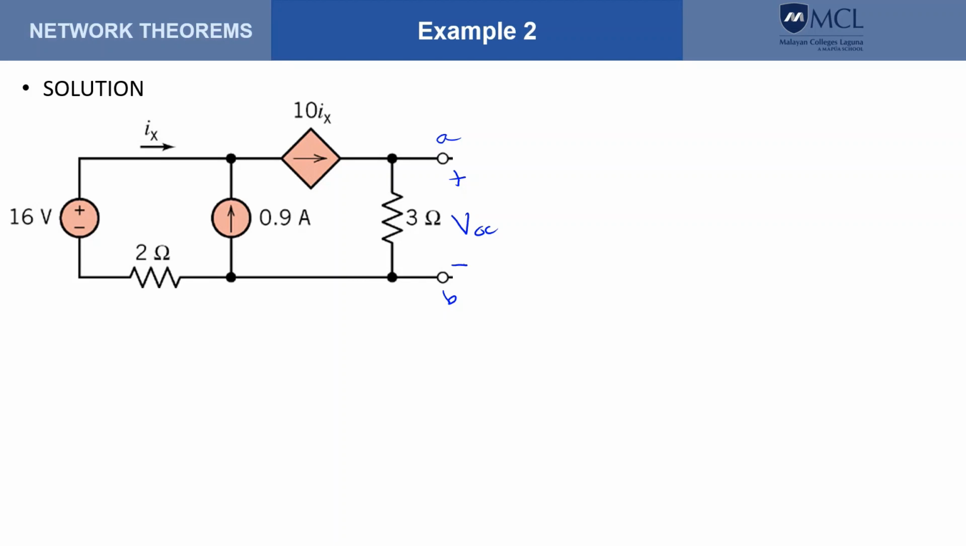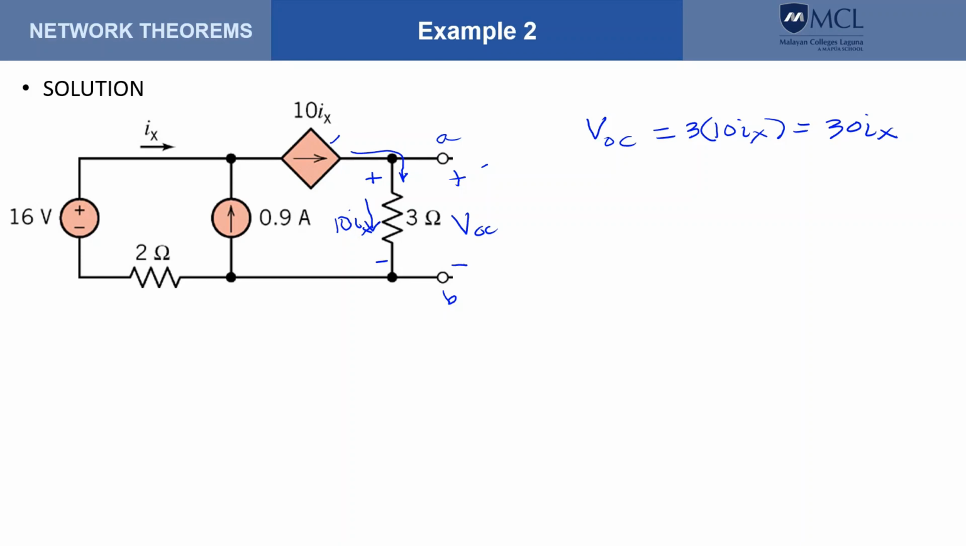Take note that VOC is also the voltage across the 3 ohms. So if I can find this voltage here, that will be VOC. To get the voltage, I need to know the current here. Now, since the circuit is open here, that means that this current 10Ix will simply flow directly to the 3 ohms. So that means this is also 10Ix. So therefore, I can say that VOC is equals to the voltage across the 3 ohms, which is 3 times the current, which is 10 Ix, and that should give me 30 I sub x.